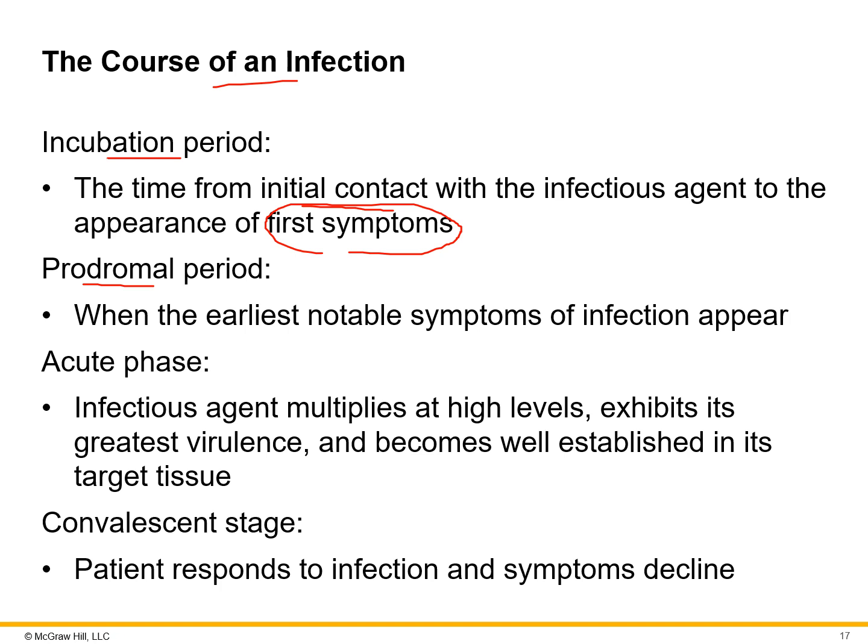Then prodromal, this is when the earliest notable symptoms start to appear. Then there can be an acute phase. This is when it's multiplying in high levels. This is when it's really virulent and it's well established. And then we go through the convalescent stage. Now the patient responds and the symptoms decline.